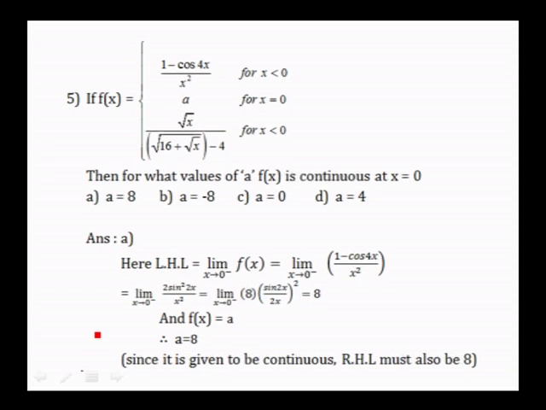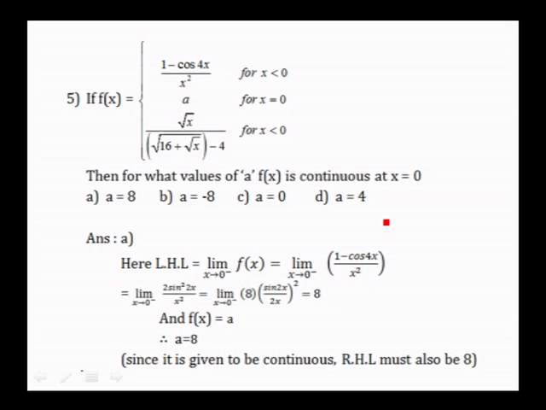So, here you are having three options. f(x) is (1 minus cos 4x) over x square for x less than 0, A for x equals 0, and root x over root of (16 plus root x) minus 4 for x greater than 0. Here, for the left hand limit, I consider x less than 0, so I should take this value. The limit as x tends to 0 minus of f(x) means (1 minus cos 4x) over x square.